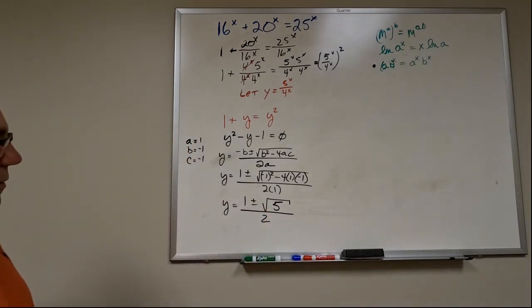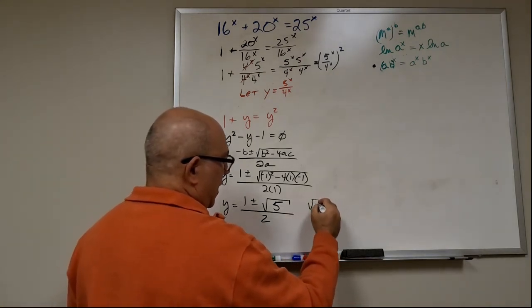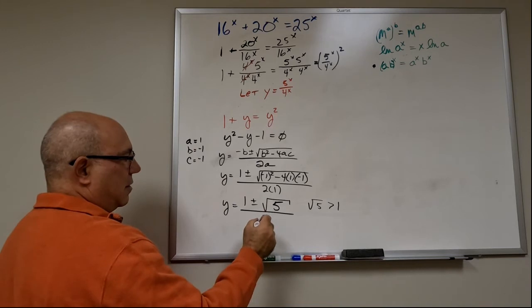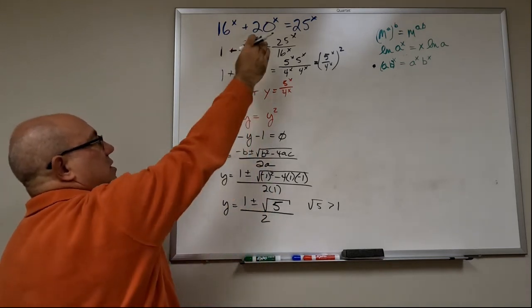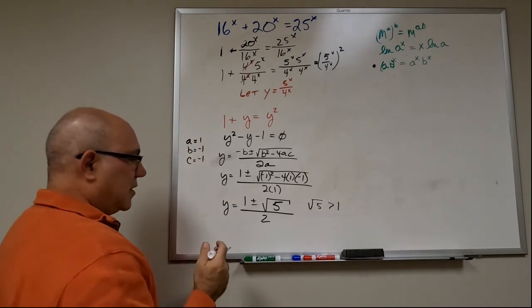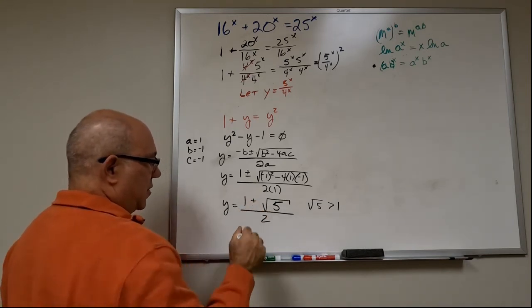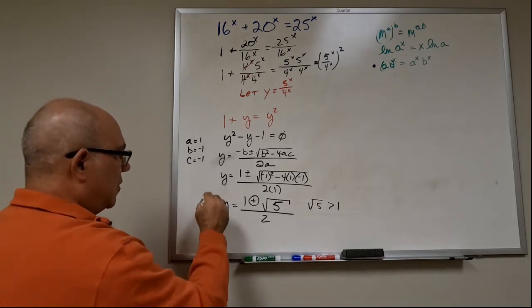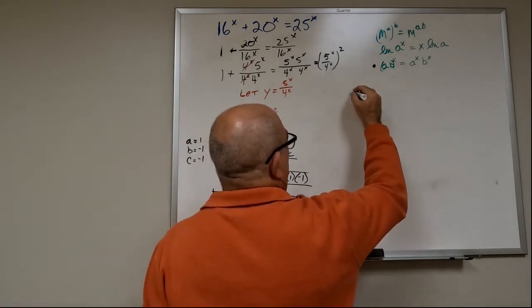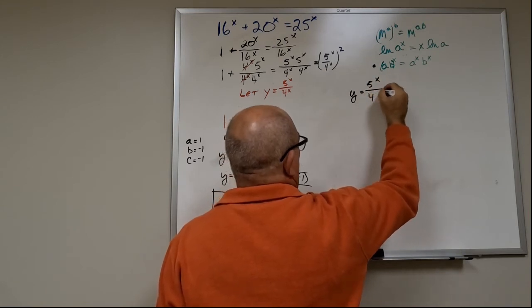Now, if we look at this, it's an interesting thing here. The square root of 5 is clearly greater than 1. And this negative number here would not work in the equation up here. We'll show you that when we substitute back in. But take my word for it, we don't have to worry about this negative root. We just have the positive one. So this is our solution for y. Now, we said y equals 5 to the x over 4 to the x.